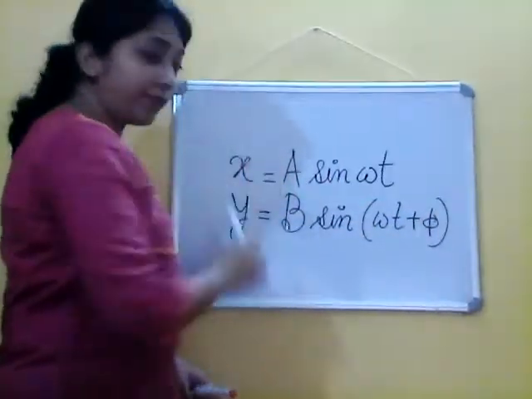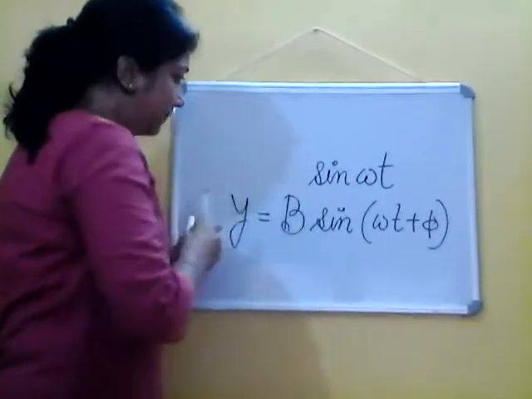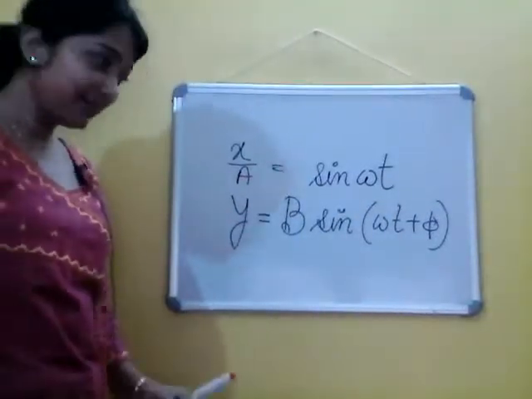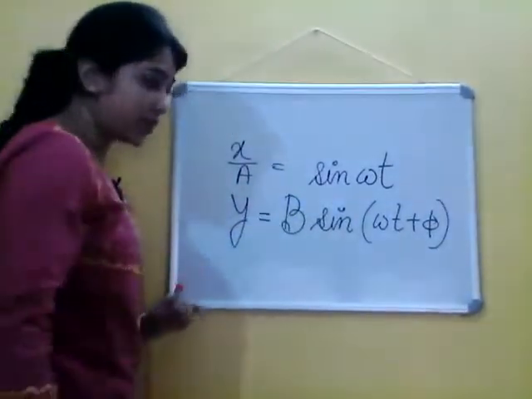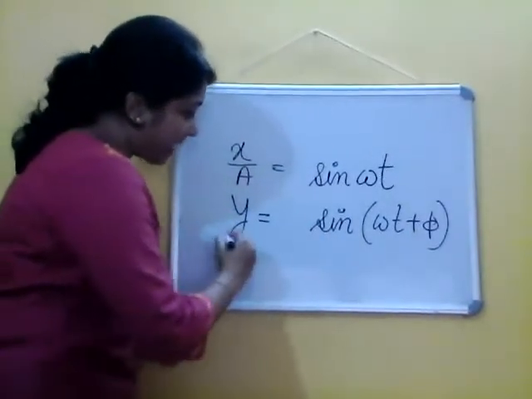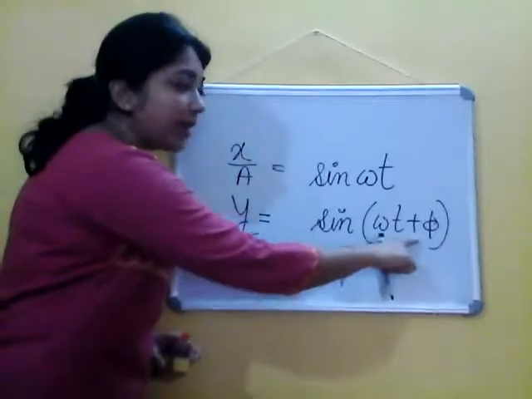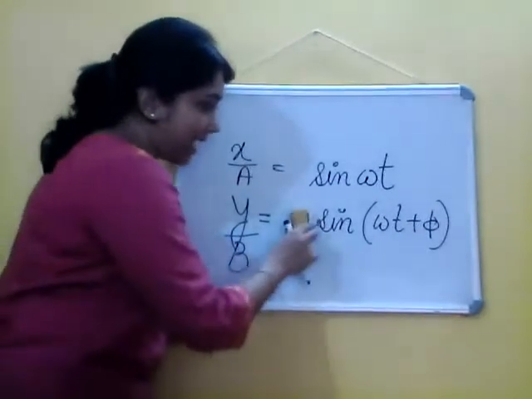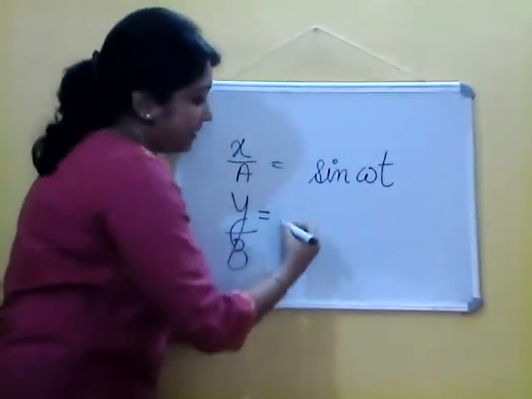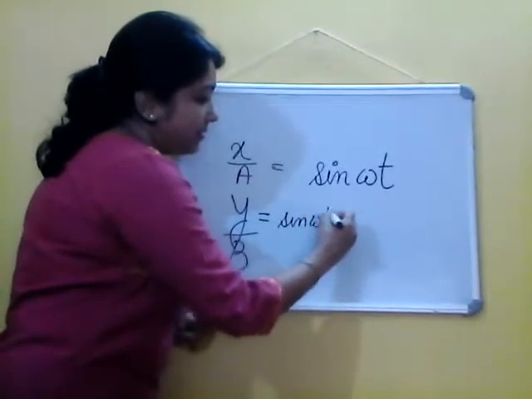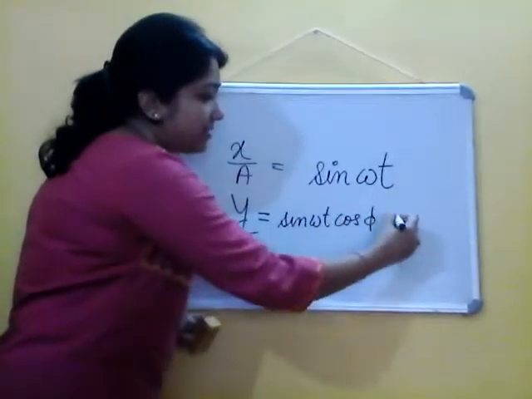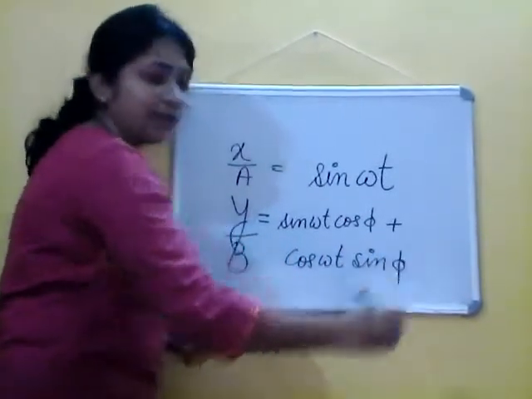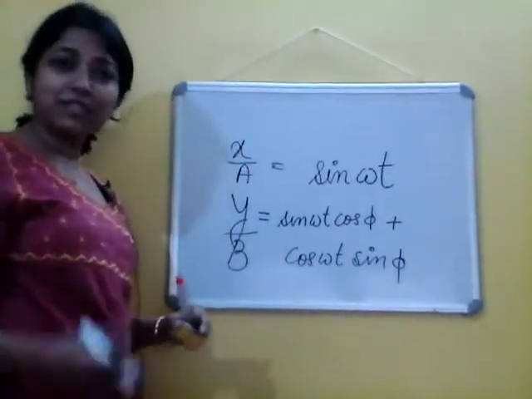understand the concept. So from here, can I not write that x by a is equal to sine omega t? Now see, from the second equation, I will bring this b over here and write y by b is equal to sine (omega t plus phi). Now it is as if sine (A plus B). So I am going to open this up as sine omega t cos phi plus cos omega t sin phi. You all will agree with me that I have not made any mistake.